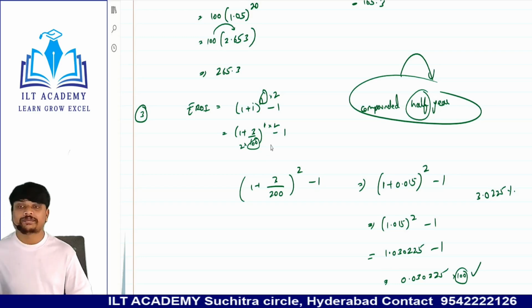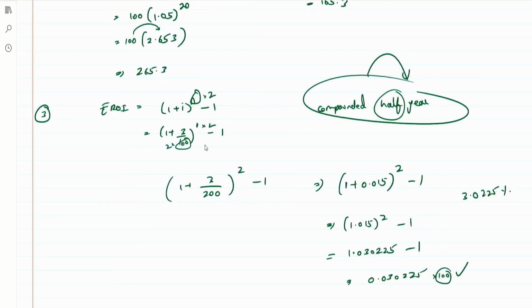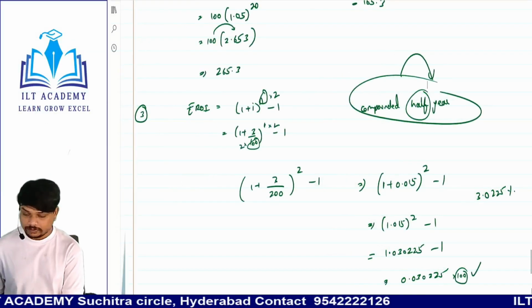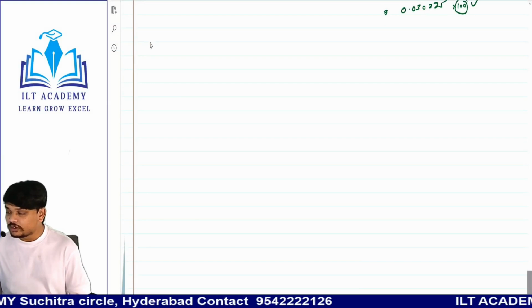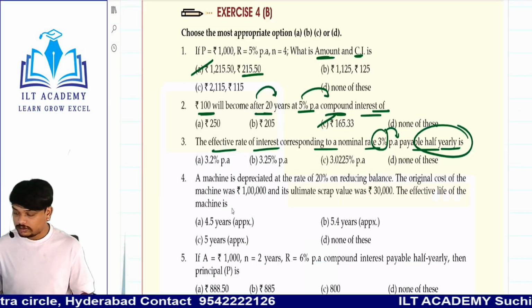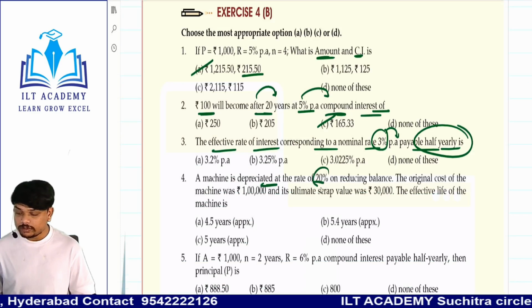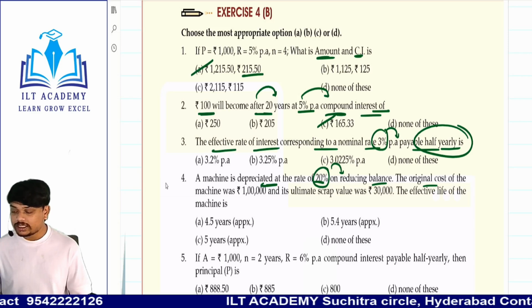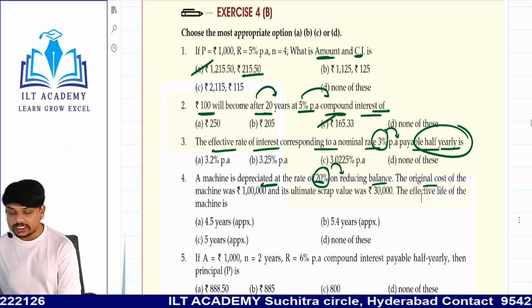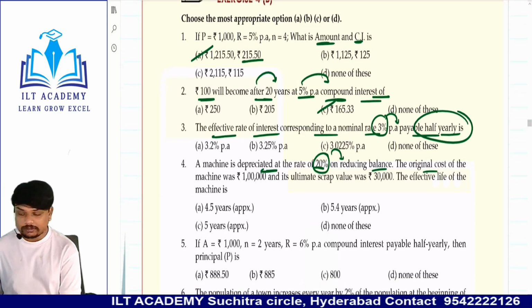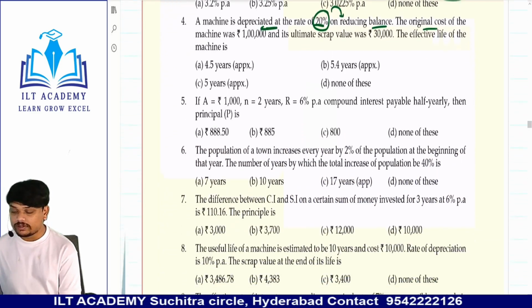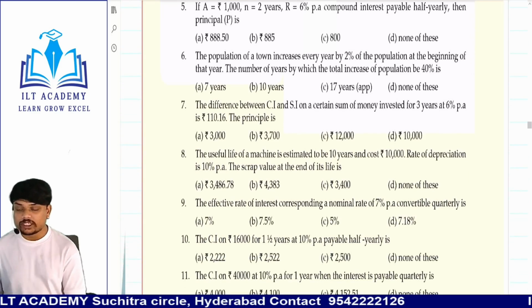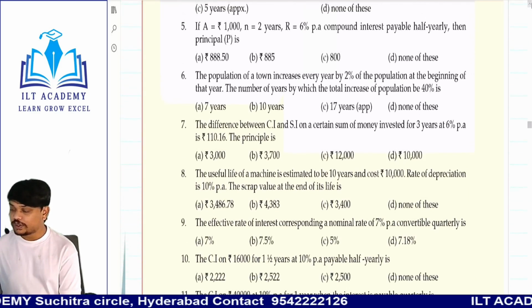Now just note down this one. Now let us do the fourth one. A machine is depreciated at a rate of 20% on reducing balance the original cost. Wait, let us skip this fourth sum. We'll do the fifth and sixth afterwards. We are going to do all the word problems at the same time. Now let us understand the fifth one so that we'll be more flexible with compound interest calculations.